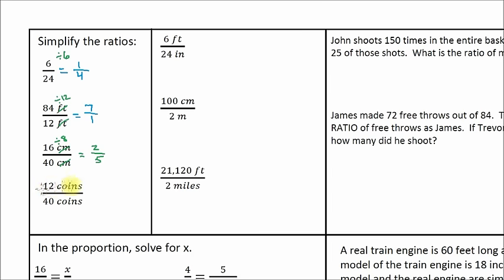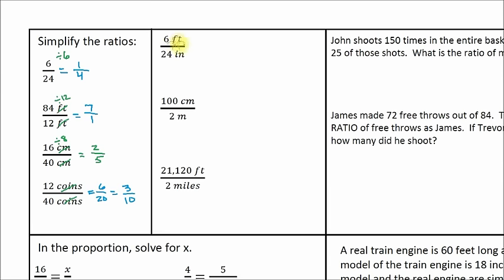And the last one, 12 coins over 40 coins. Alright, coins and coins, those are the same units of measure. I can cross those out. I'm going to go the long way on this one now. 12 over 40. I would usually always divide by 2 first. So 12 divided by 2 is 6. 40 divided by 2 is 20. I can divide them by 2 again. 6 divided by 2 is 3. 20 divided by 2 is 10. That's as far as I can go. So I've taken care of the first 4.